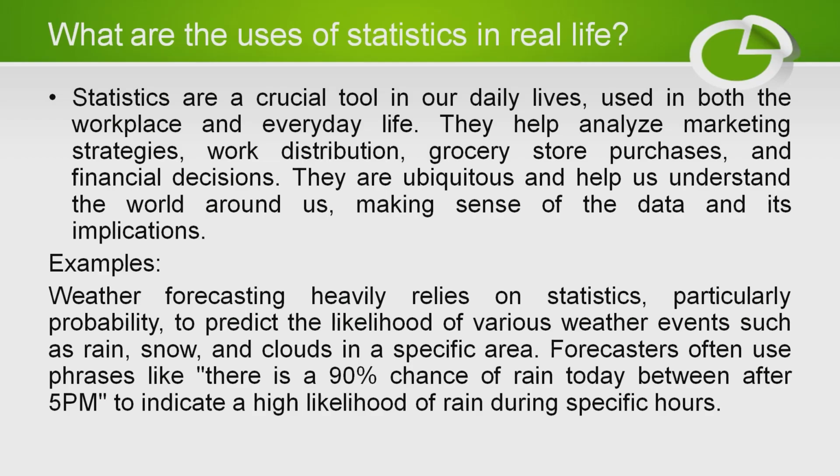For example, in traffic, engineers utilize statistics in deciding whether to add or remove lanes to monitor city roads and improve traffic flow. Weather forecasting also relies heavily on statistics, particularly probability, to predict the likelihood of various weather events such as rain, snow and clouds in specific areas. Forecasters often use phrases like there is a 90% chance of rain today after 5 p.m., to indicate a high likelihood of rain during specific hours.